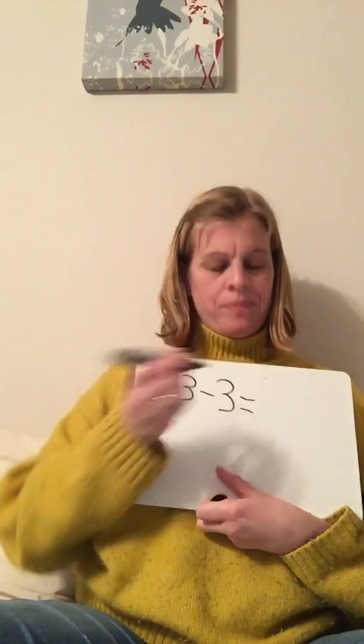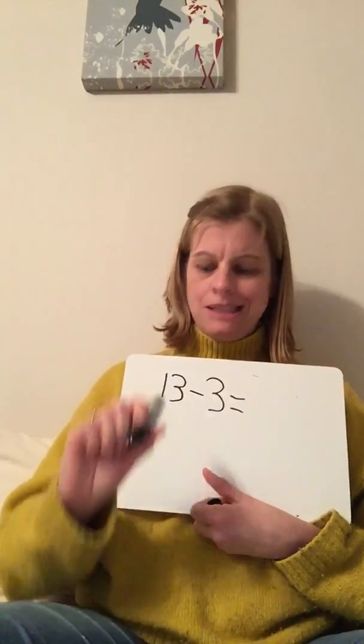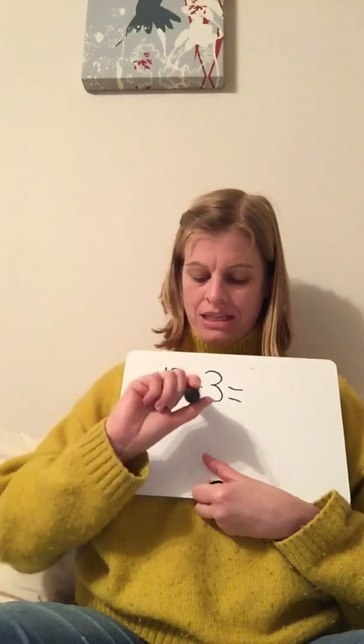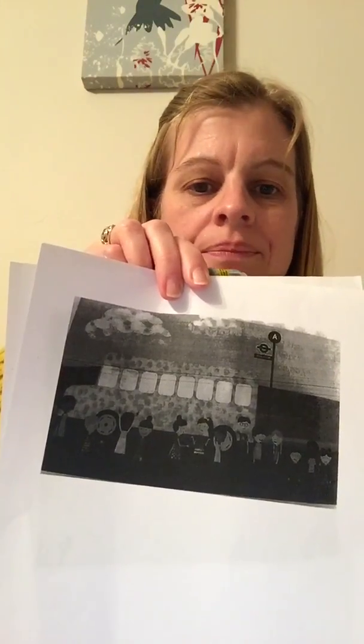So you could do, let me count how many children are there. 1, 2, 3, 4, 5, 6, 7, 8, 9, 10, 11, 12, 13. Wow, 13 children. This is big calculations. So your first calculation could be 13 children at the bus stop, and then 3 get on the bus. 13 subtract 3, that's easy, isn't it? Because it's 1 ten and 3 ones. 13 subtract 3 is equal to 10. I'd like you to make up your own subtraction calculations from this picture.